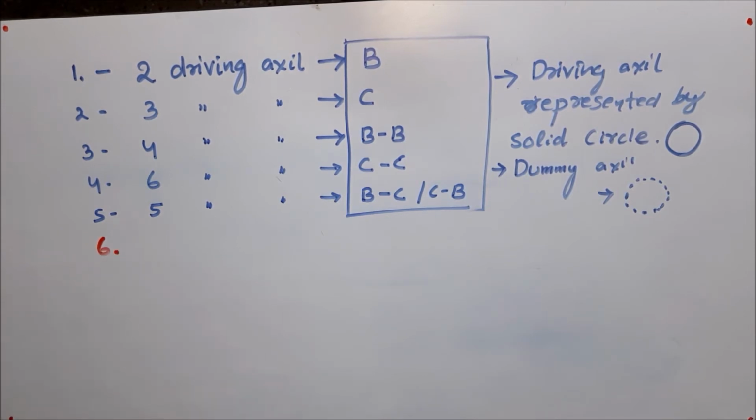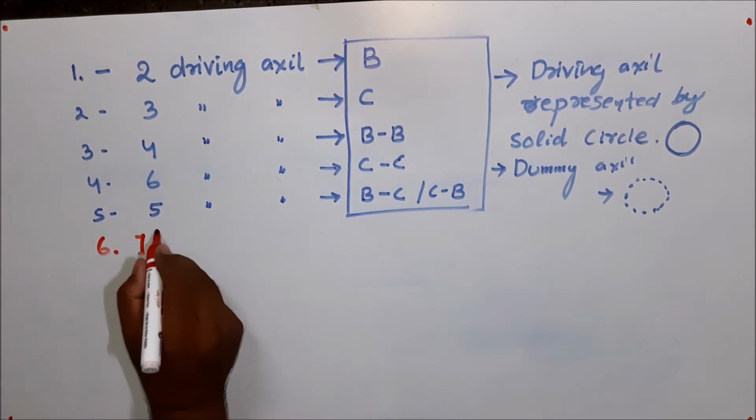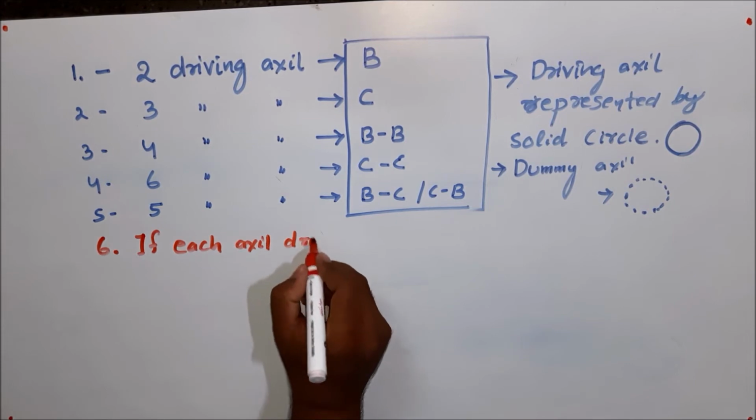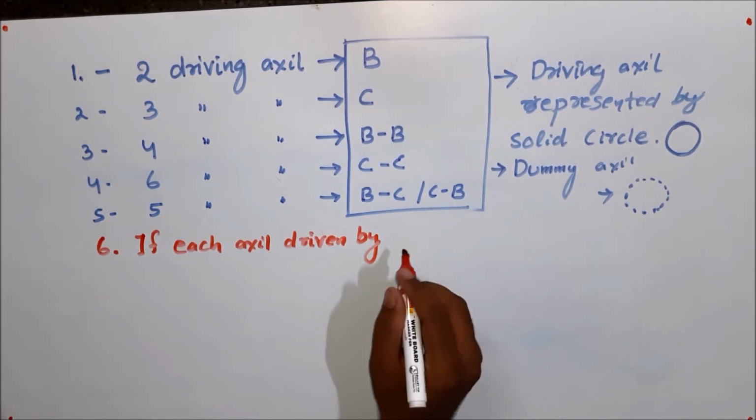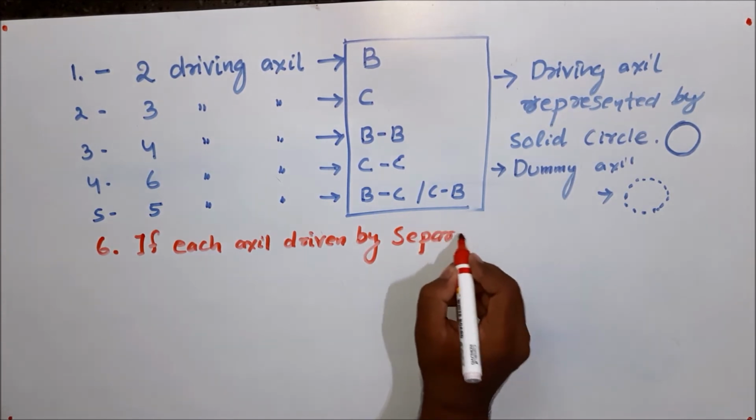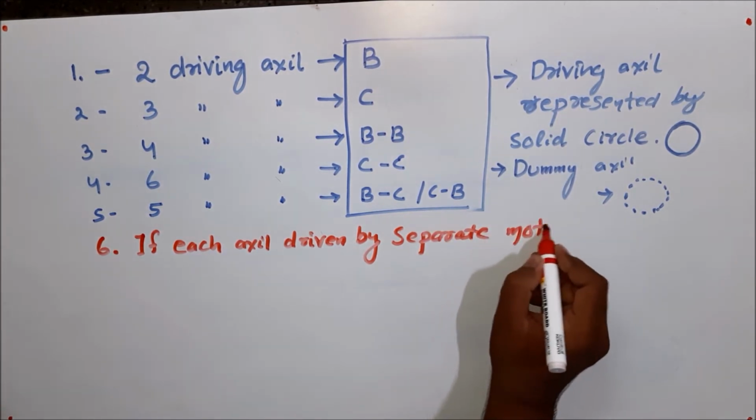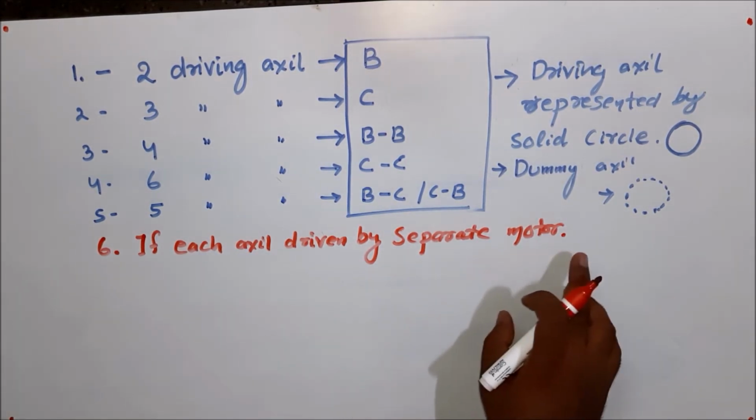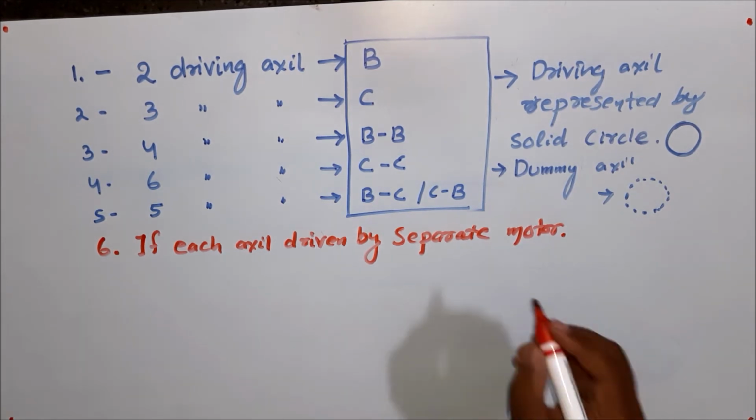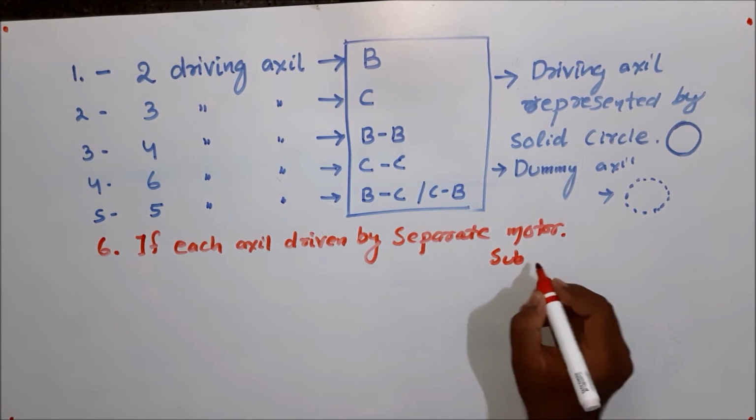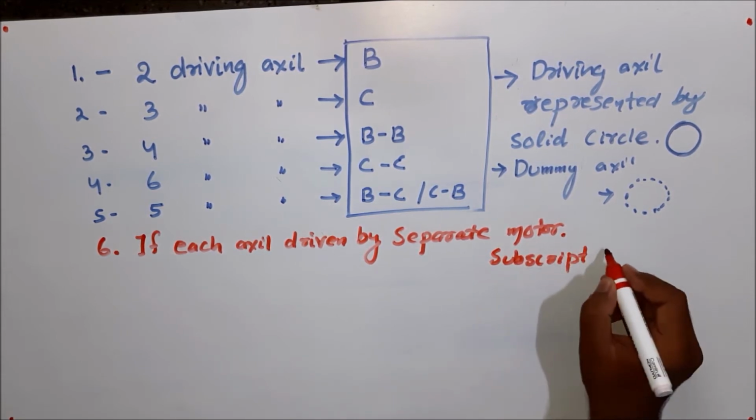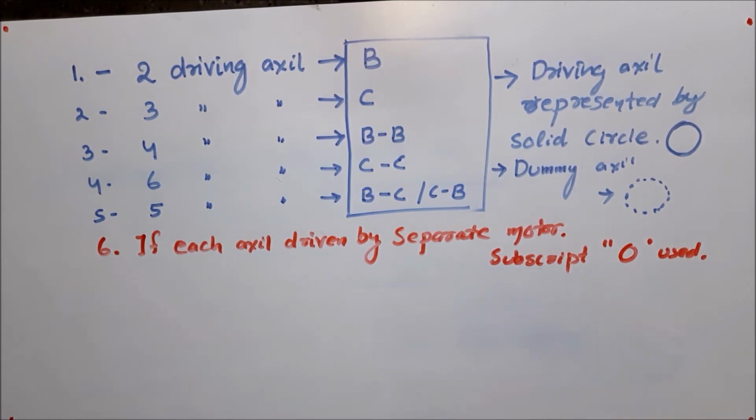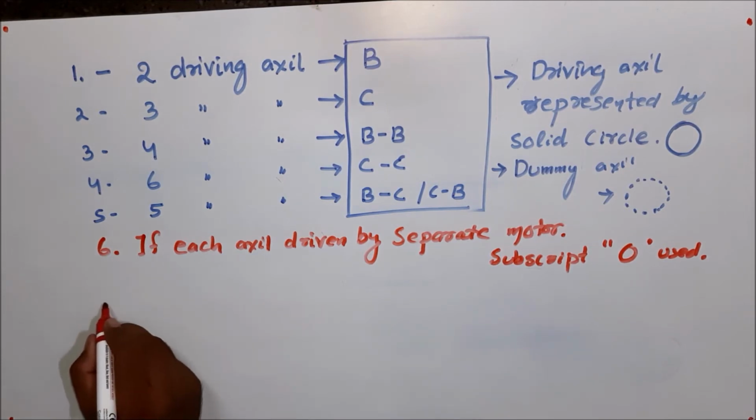Next point, if each axle is driven by a separate motor, then we use subscript O. Subscript O is used. Right? So I'll explain this thing with an example.